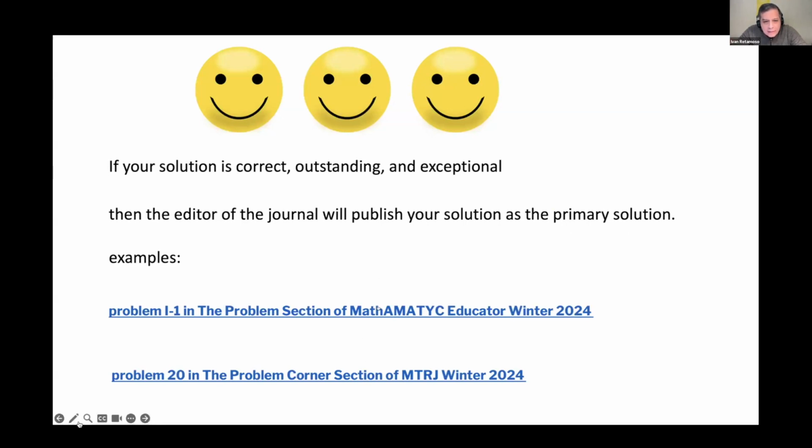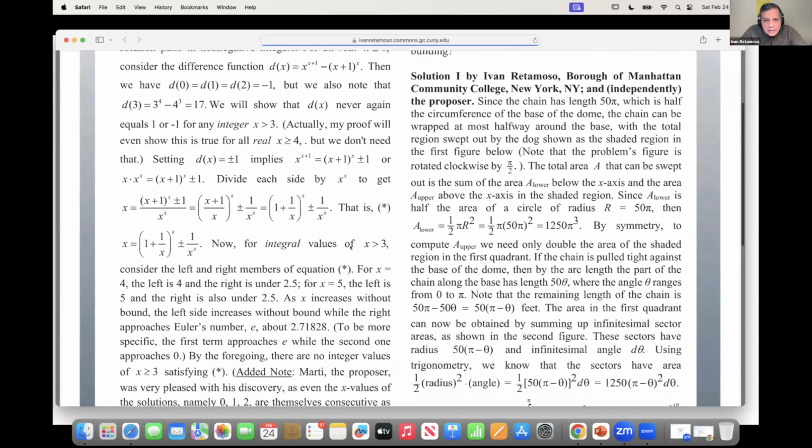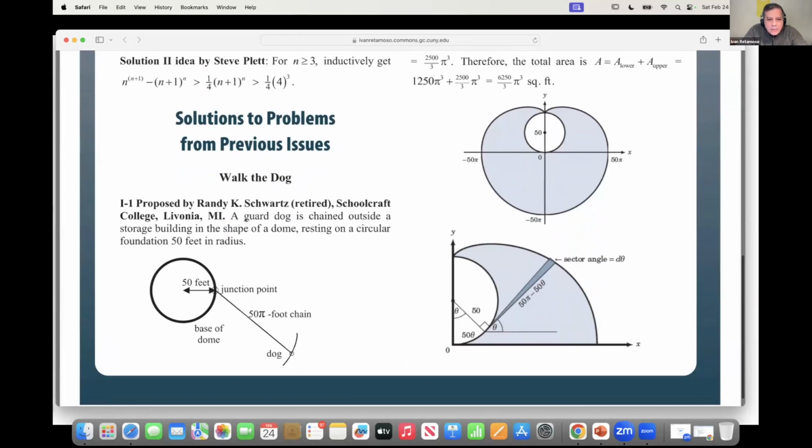The first one, this one, let me see. Yeah, I submitted recently a solution for the problem posted by Professor Randy Schwartz, a retired fellow from Michigan. He posted this nice problem about a dog roaming around this circular structure. And the challenge was to figure out what is the maximum area the dog can roam around, right? And this part is pretty straightforward, half of a circle, right? But this part was a little bit tricky. And I had to use some integral calculus to figure out the area of this part and then just double it and add it to this part, right?